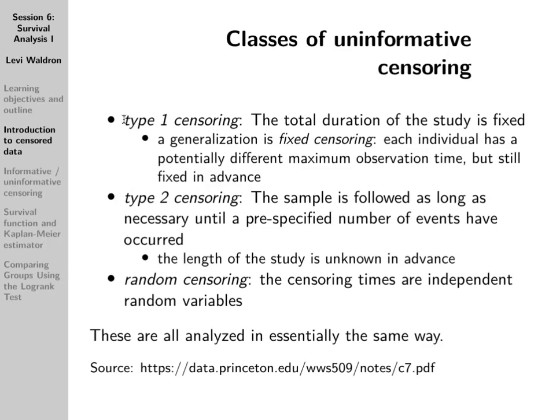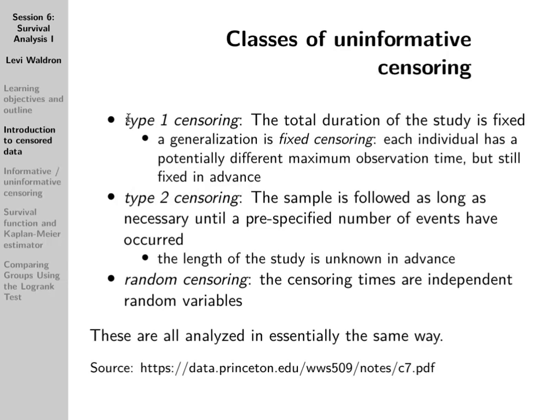Type 1 censoring is where the total duration of the study is fixed. So we start the study with a plan to continue for 2 years, or more generally, where that follow-up time might be different for different individuals, but it's still fixed for each individual. So the main point is that the time of the study, the time that we plan to follow up, is fixed.